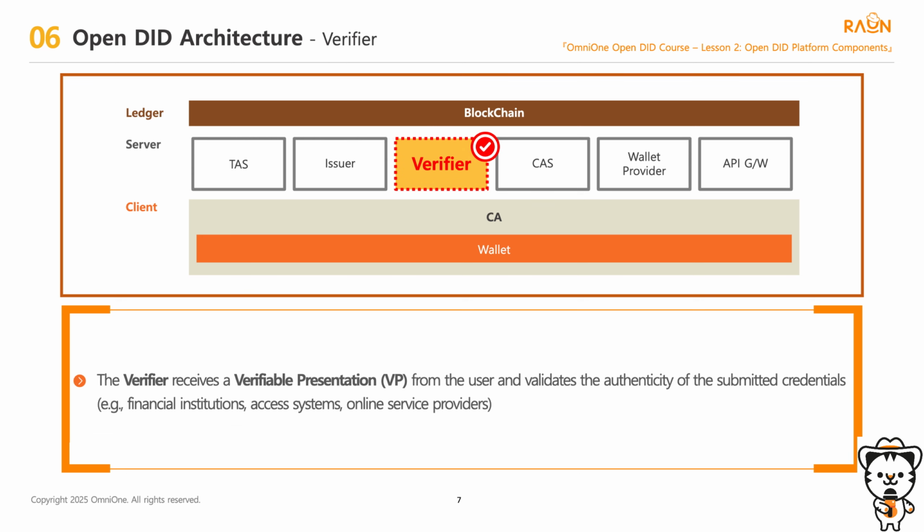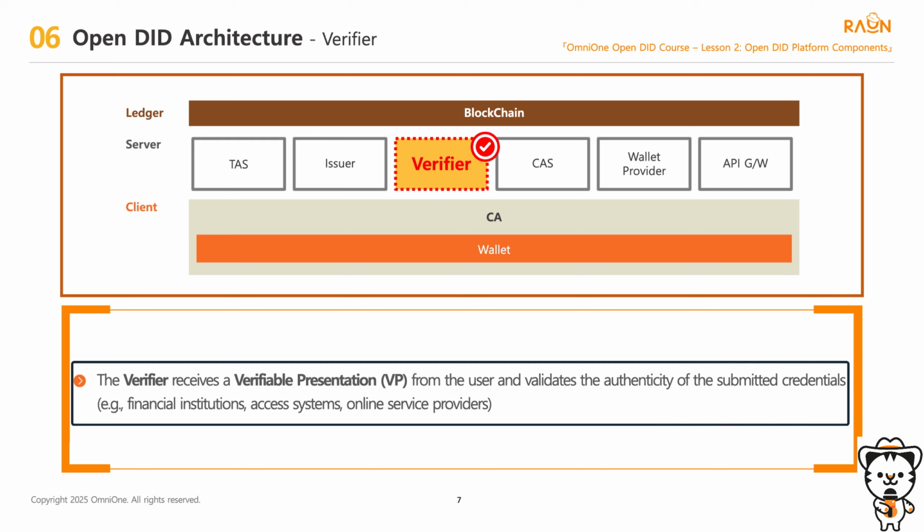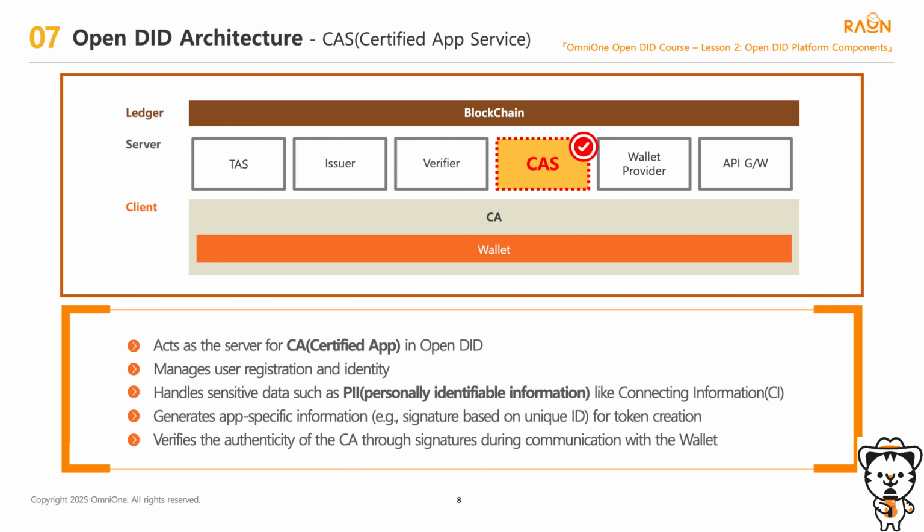Next, let's talk about the verifier. A verifier is the party that receives a verifiable presentation, or VP, submitted by the user, and checks the included credentials, known as VCs. For example, financial institutions like banks or credit card companies may receive VCs submitted by users to verify their identity and qualifications. In access control systems, a VP can be used to confirm whether someone has the right to enter. And for online service providers, VCs can be used to verify specific conditions, such as whether the user meets an age requirement.